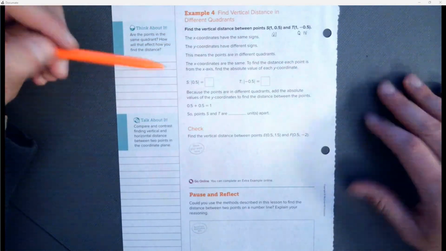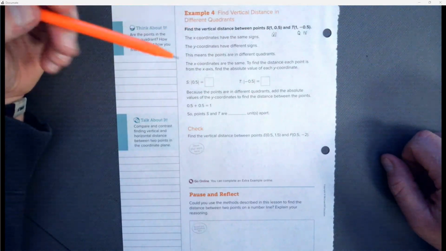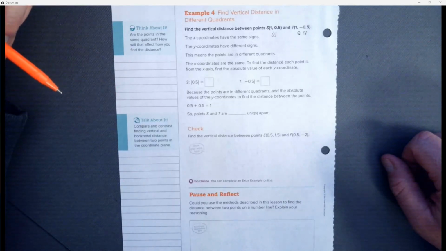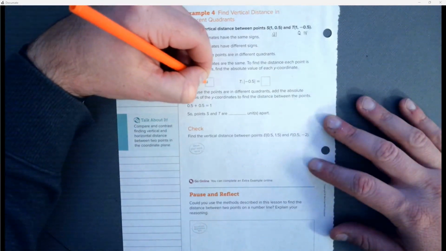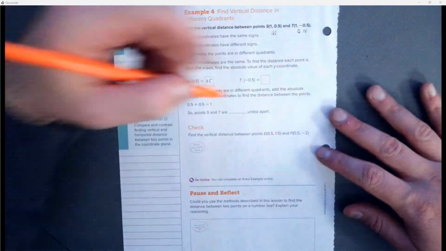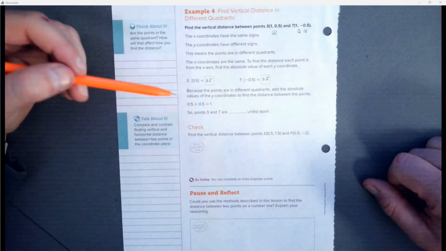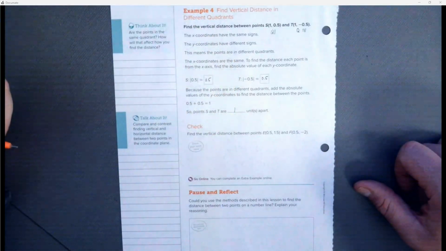So since they're in different quadrants, we know we're going to add the coordinate that is different. They have the same x, but they have different y coordinates, so we're going to end up adding the y coordinates. First, we're going to find the absolute values of the y's. S's y is 0.5, so the absolute value of that is 0.5. T's y is negative 0.5, and the absolute value of that is 0.5. So since they are in different quadrants, we add 0.5 plus 0.5 equals 1. So points S and T are 1 unit apart.